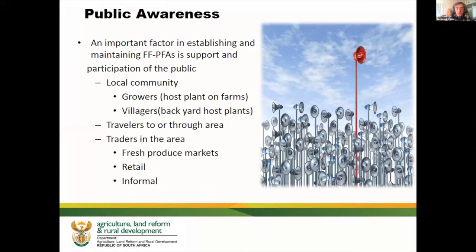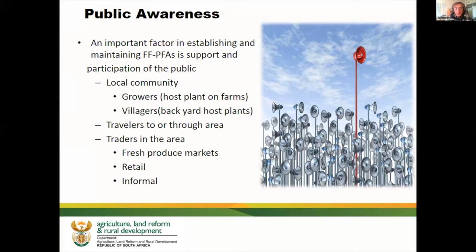Then public awareness is probably the most important part for establishing a pest-free area. You have to have buy-in from your local areas. In this case, it's a fruit fly pest-free area. Again, back to the fruit flies, ISPM 26 is incredibly important. It is a very, very detailed ISPM. I think it is one of the most detailed ISPMs, with its annexures, in the set of ISPMs available.